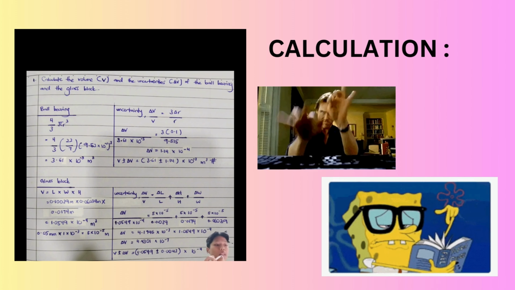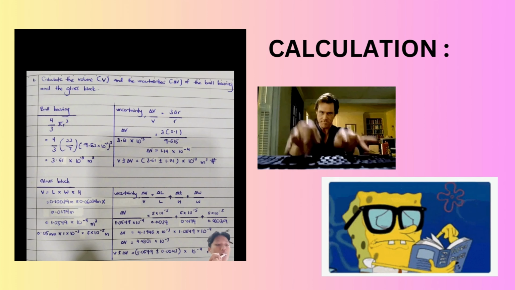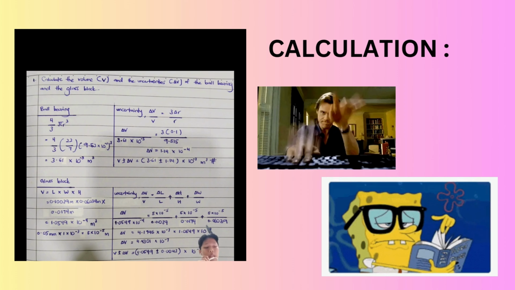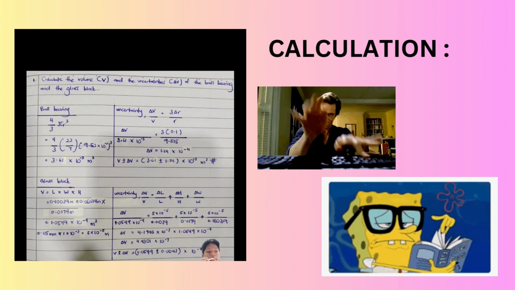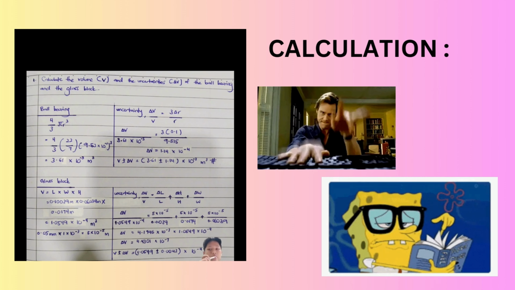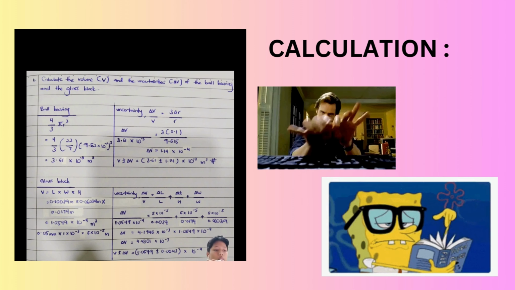So next, for the uncertainty, we must use delta V over V equal to 3 delta R over R. And the answer is 1.14 times 10 to the power of negative 4. So V plus minus delta V of the ball bearing is 3.61 plus minus 1.14 times 10 to the power of negative 3. To calculate the volume of the glass block, we must use the formula of length times width times height.